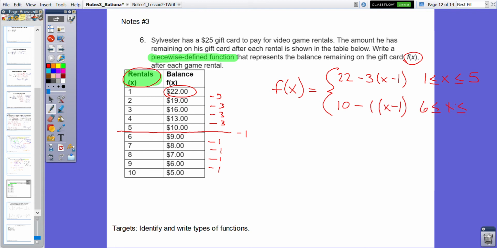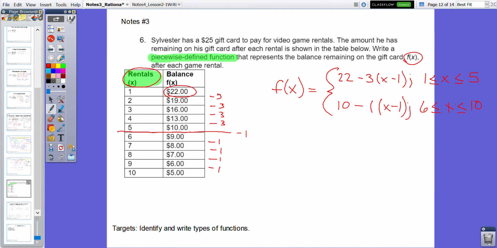So we're going to write a compound function for that. Okay, and then we separate it based on semicolons here. Okay, so that's how we write a piecewise function. We look at the table that we're given, and then we go ahead and we find that value.